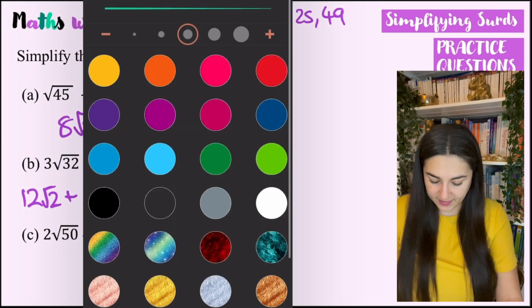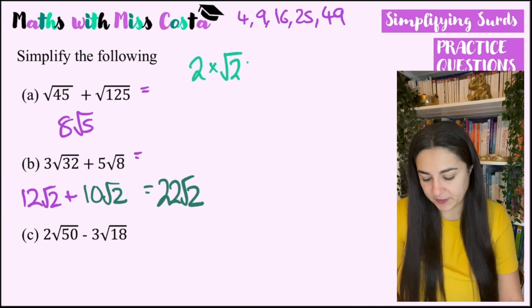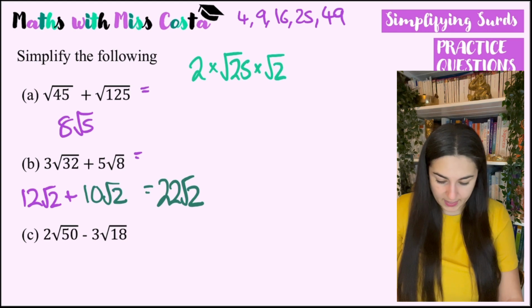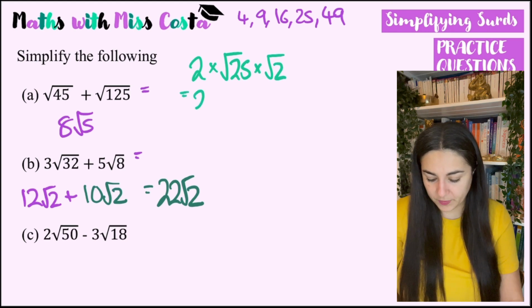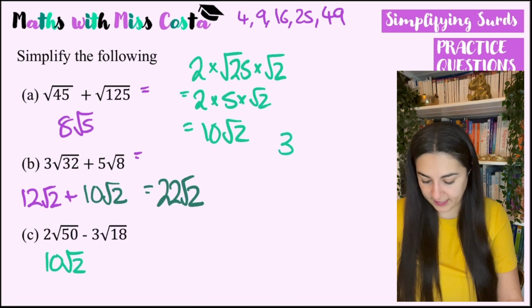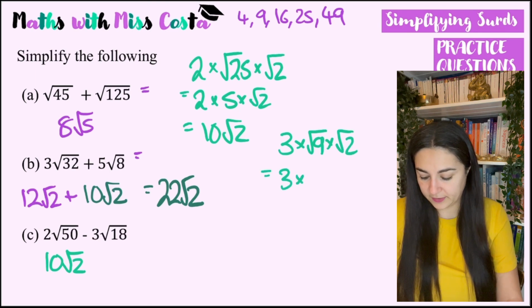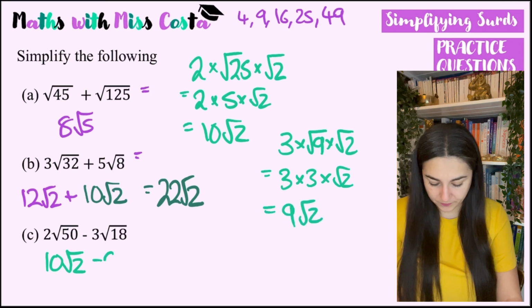Now let's try the last one. So we've got 2 root 50. So that would be 2 times root of 25 times 2. Remember, you're looking for the largest square number. And then that would become 2 times 5 times root 2, which is 10 root 2. And then 3 root 18 would be 3 times root 9 times root 2, because 9 times 2 is 18, which would become 3 times 3 times root 2, which is 9 root 2.